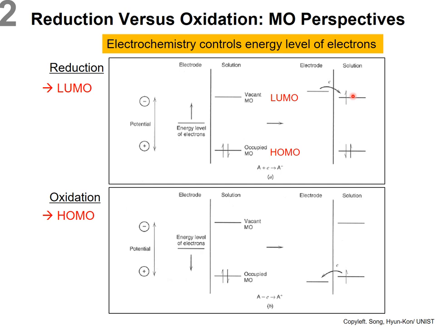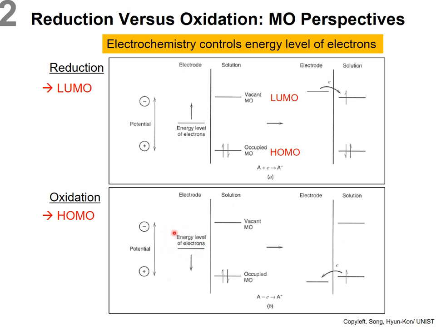This is the reduction process, and the LUMO level of the electroactive species is responsible for the reduction in terms of energy level. Let's go to the oxidation. The starting point is the same as shown in the reduction case. However, in this case, I am applying some positive potential.